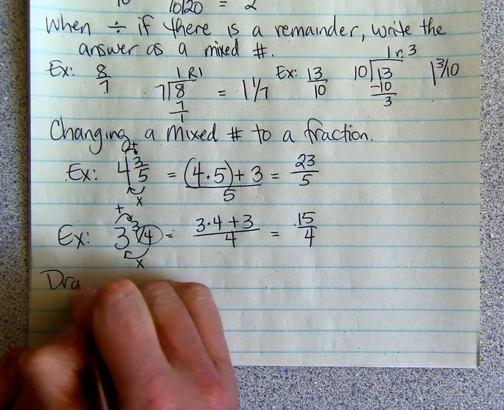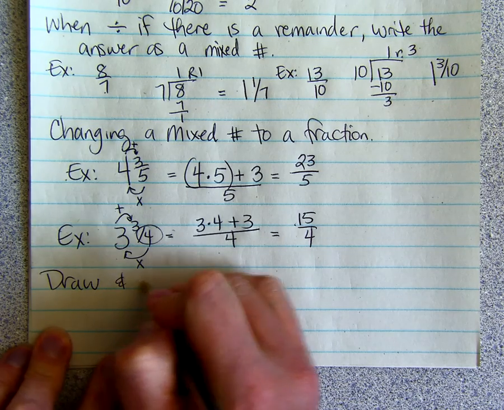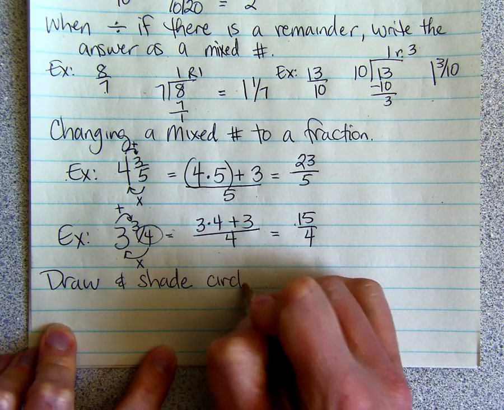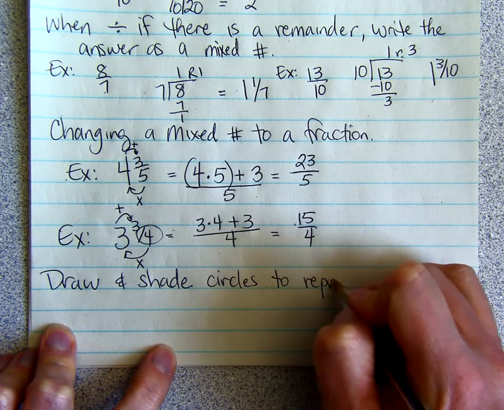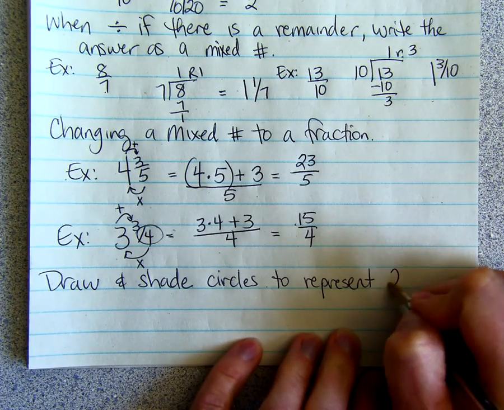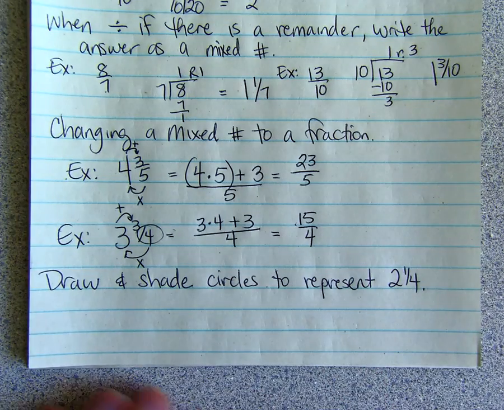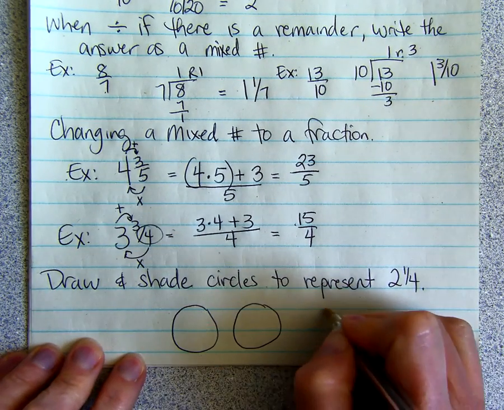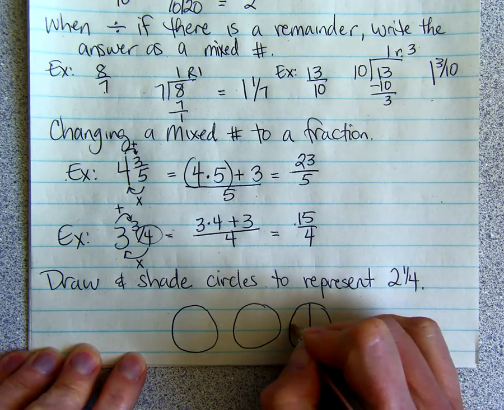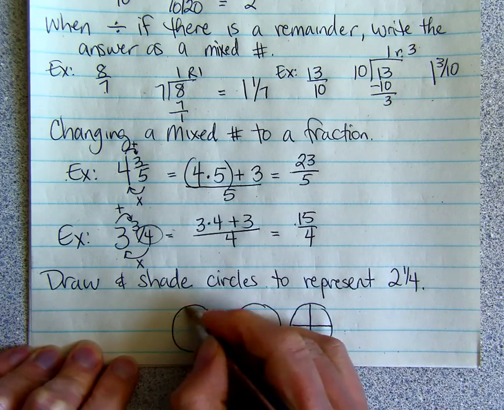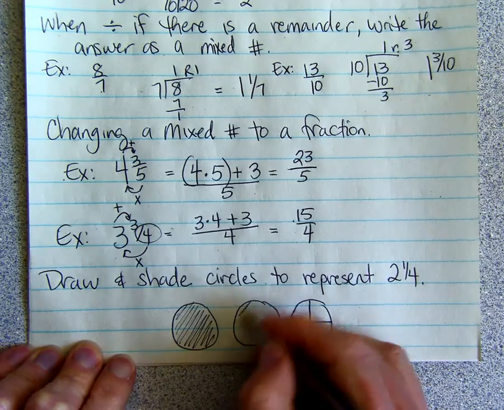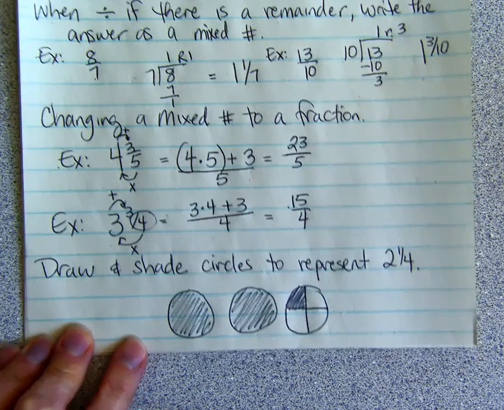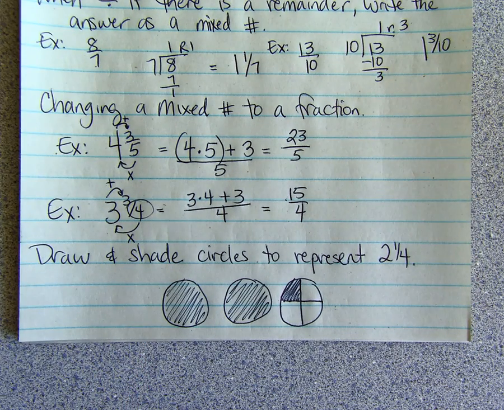I'm going to show you an example of a problem that you may come across on some of your homework. It says, draw and shade circles to represent 2 and 1/4. So we would draw 2 whole circles and a third divided into 4. Then to represent 2 and 1/4, the 2 would be our whole, both of these, so you shade them in, and then just shade 1/4 of the other circle. That's the end of lesson 10.